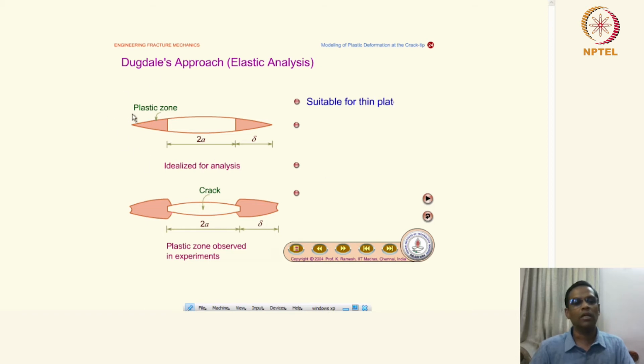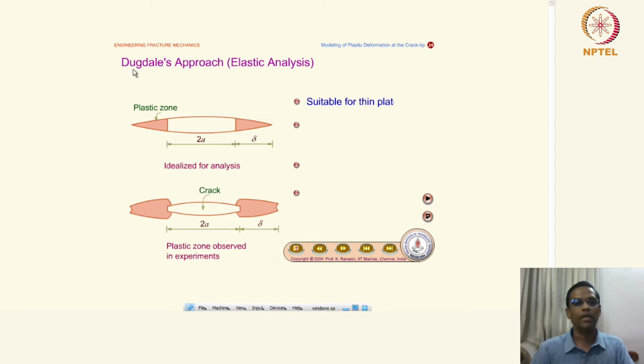because this model assumes the entire length of the plastic zone as a crack length. So this is what we are going to see. This is called elastic analysis, and this schematic is shown here.